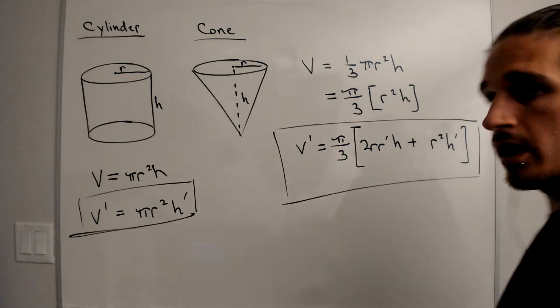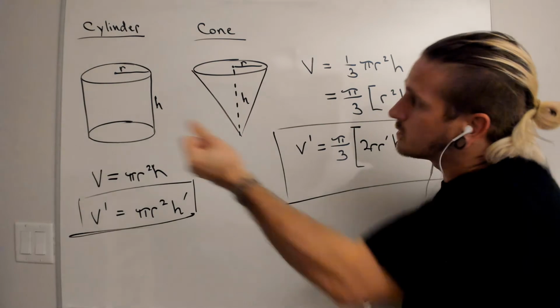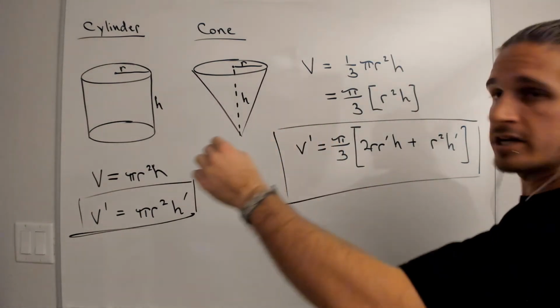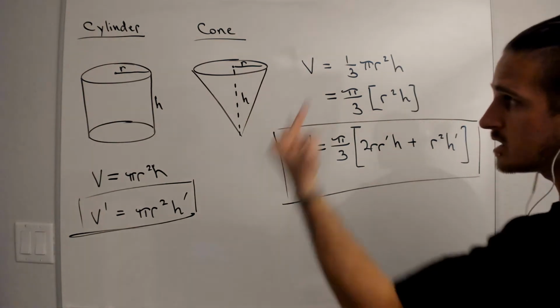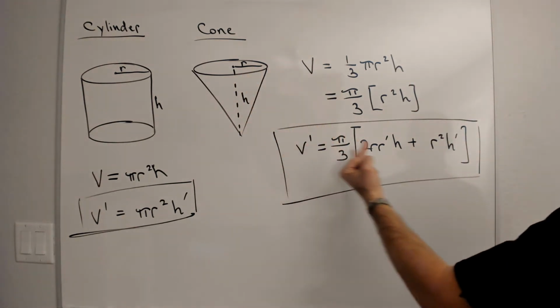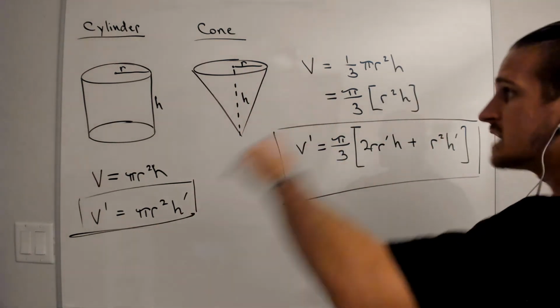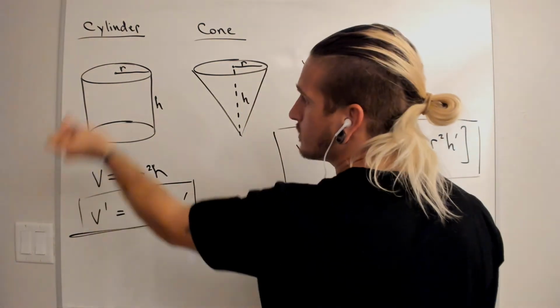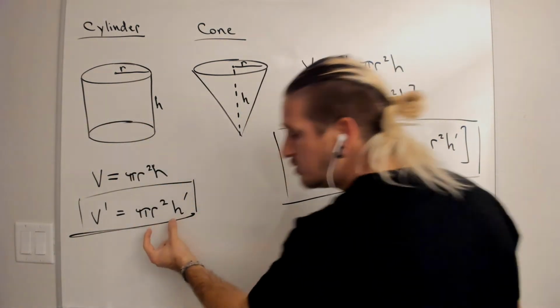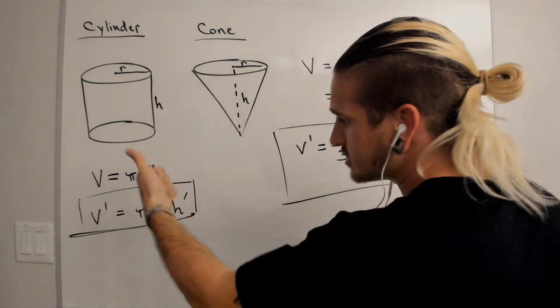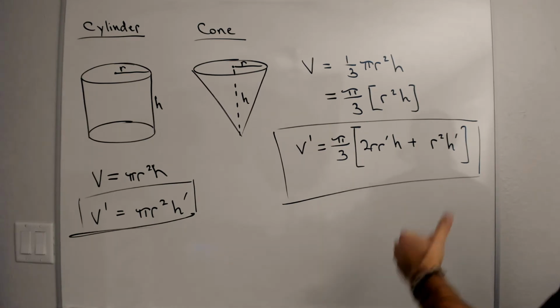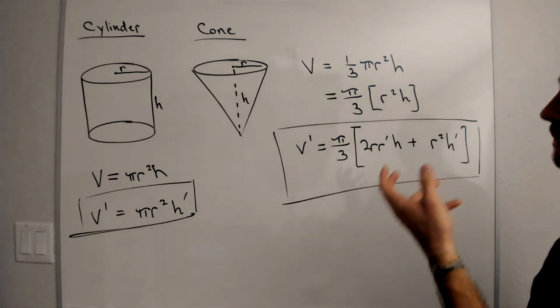It depends upon, again, you're doing this at a given moment in time. At this exact moment in time, how is the volume changing? That's going to depend upon the height at that moment, the radius at that moment, the change in the radius at that moment, and the change in the height at that moment. So whereas the change in the volume of a cylinder only depends upon two factors, the given radius and the change in height, the cone depends upon four: the radius, the height, and the changes in both.